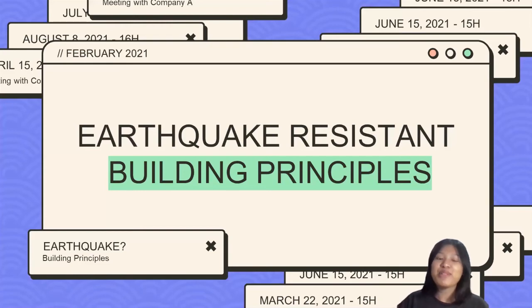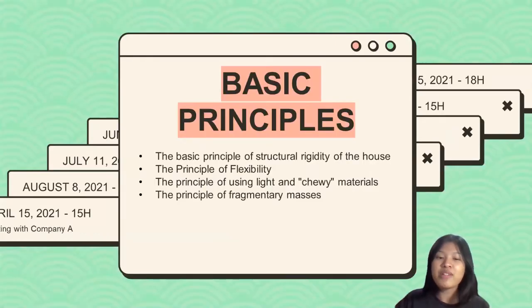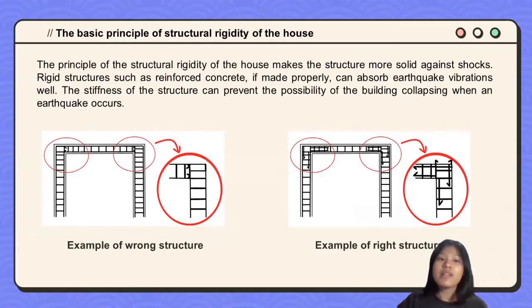Hello everyone, my name is Tunjung Sari Dharma Prastiwi, and right now I will explain about earthquake-resistant building principles. The basic principles contain 4 points. The first one is the principle of structural rigidity of the house. This principle can make the structure more solid against shocks. Rigid structures such as reinforced concrete, if made properly, can absorb earthquake vibration well. The stiffness of the structure can prevent the building from collapsing when an earthquake occurs.